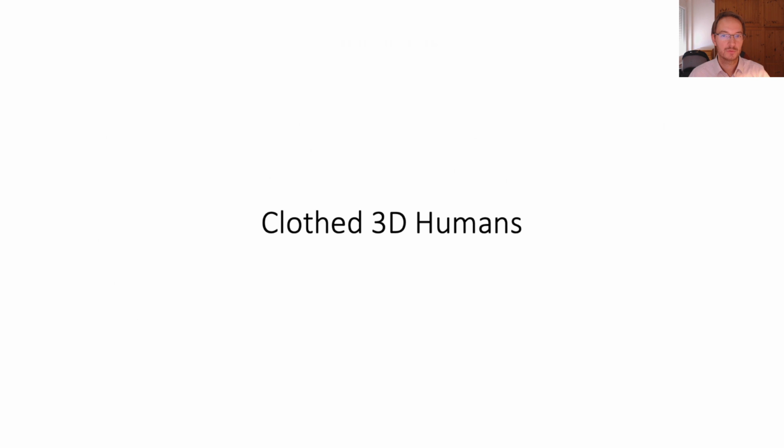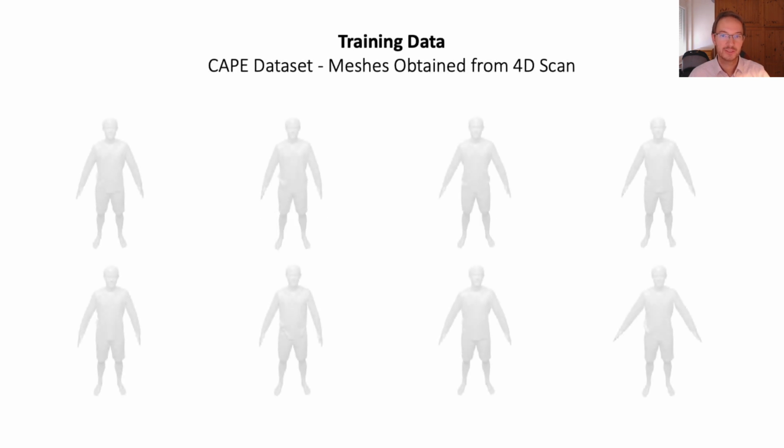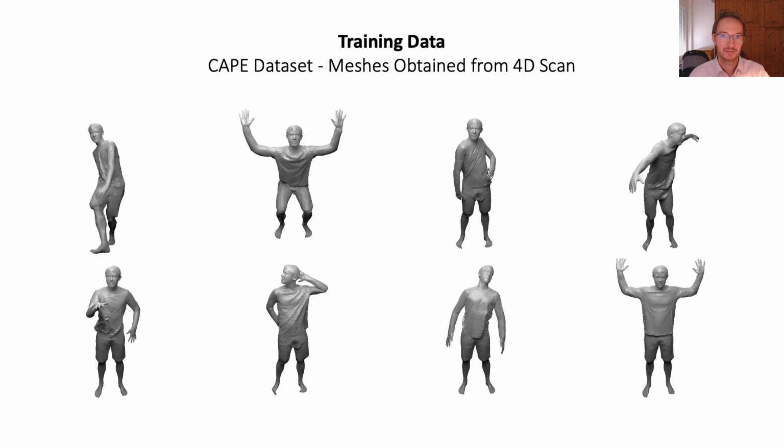Here are some examples for clothed 3D humans. The training data in this case is the CAPE dataset.